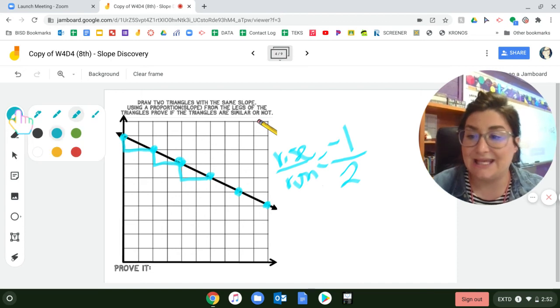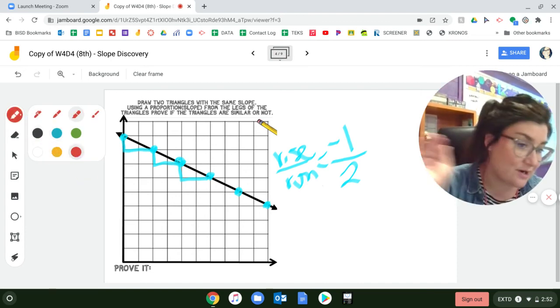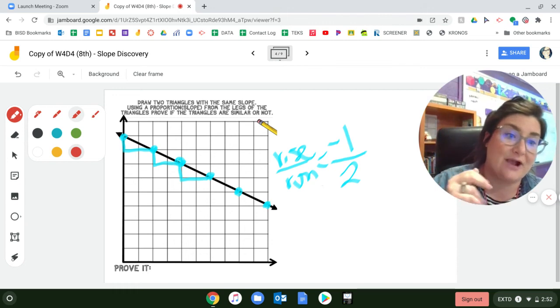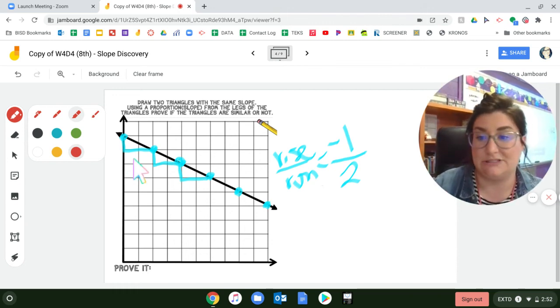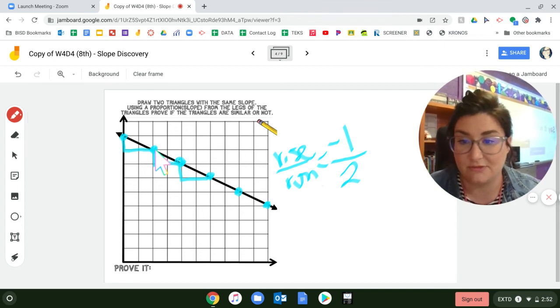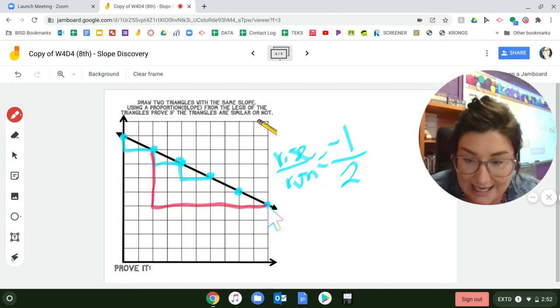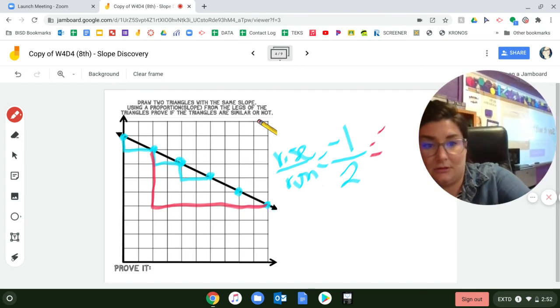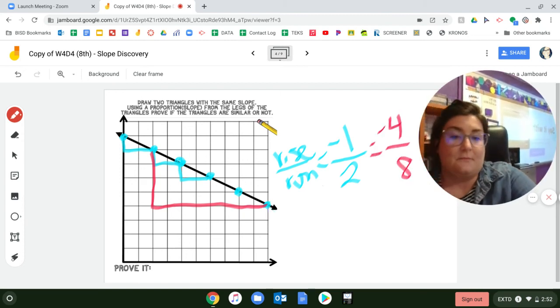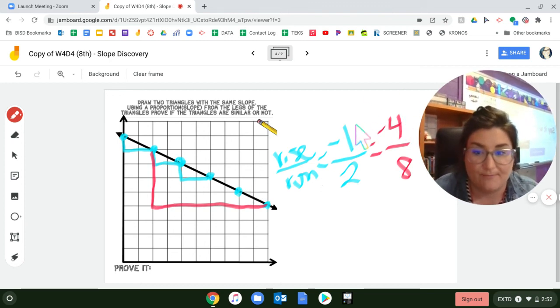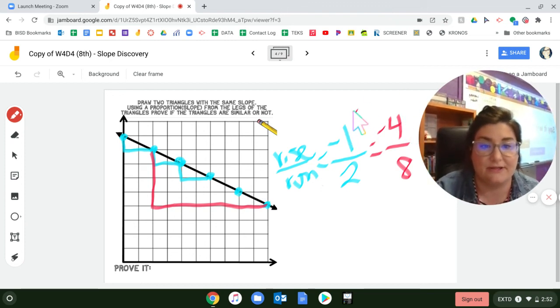And you can pick any 2 points on this line, anywhere on this line, and that fraction will reduce to negative 1 over 2. It's like magic. Okay, so I'm going to pick 2 random points. I'm going to go from here to this last one. So I'm going to go down 4 over 8. And I hope you see this relationship. I can multiply the top number by 4. Negative 1 times 4 is negative 4. 2 times 4 is 8. Bam. They are proportional.